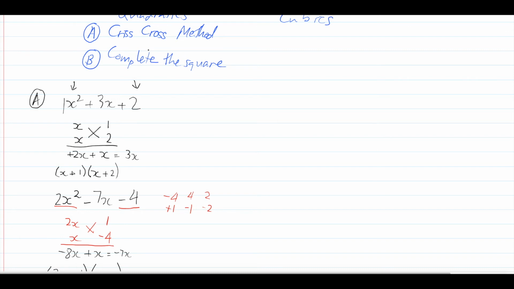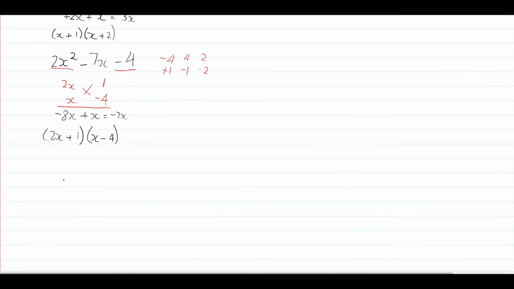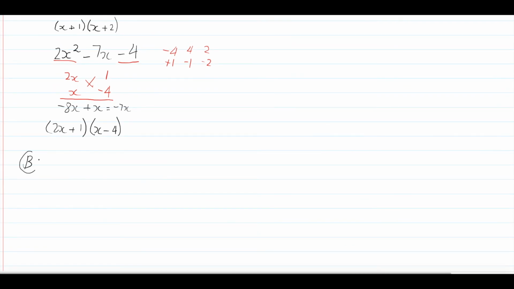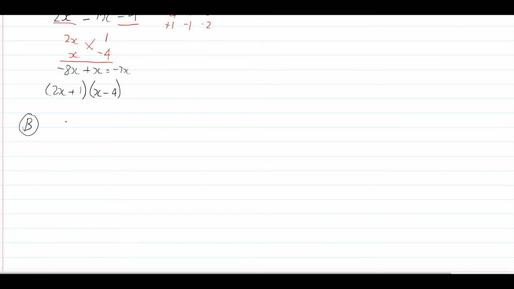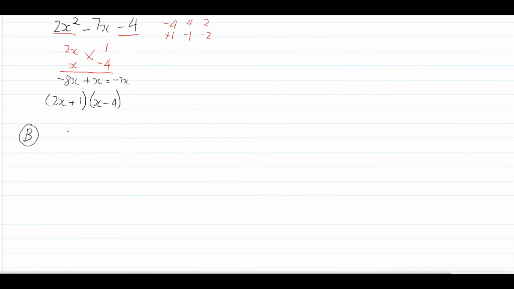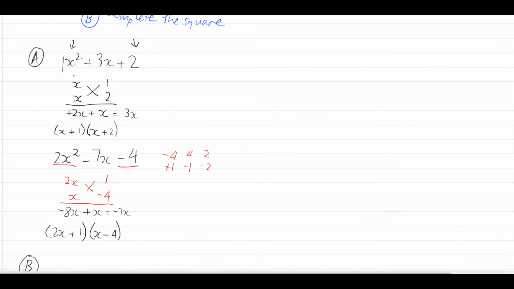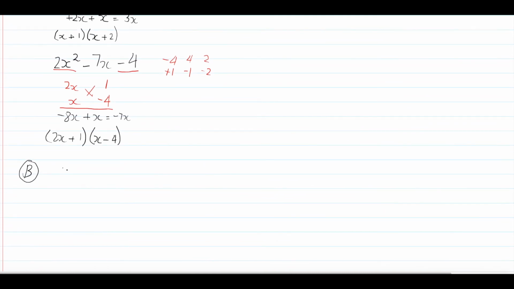So that is why we have the second technique, complete the square. Complete the square can factorize pretty much most polynomial expressions into linear factors. And I'll show you guys how to do that over here. So part B, where we have complete the square. I'll give you the same kind of example: x squared plus 3x plus 2.